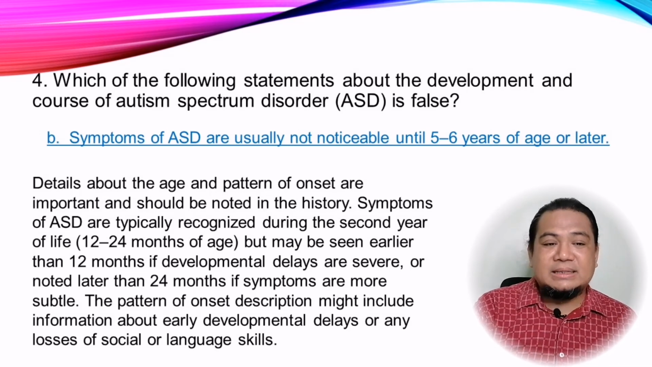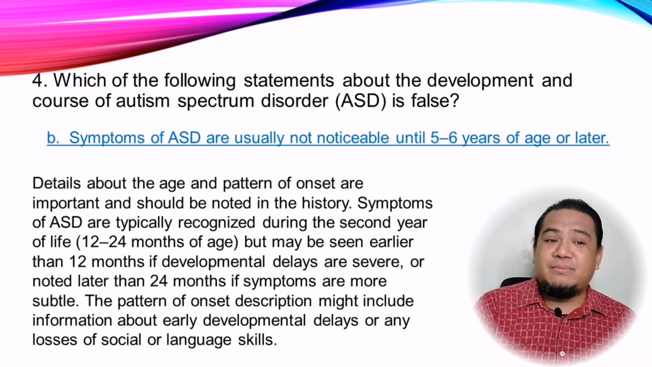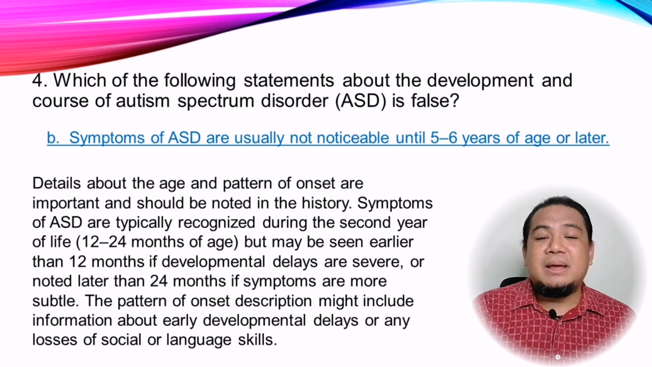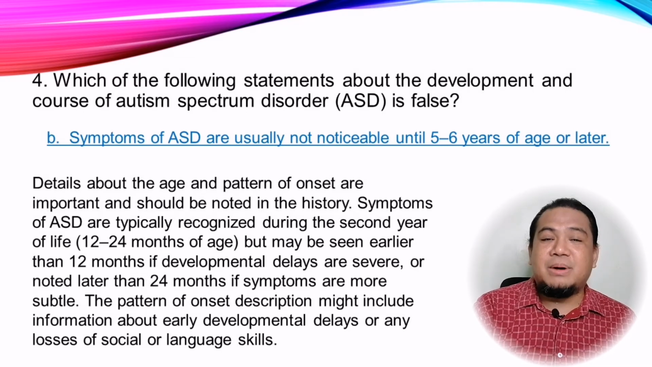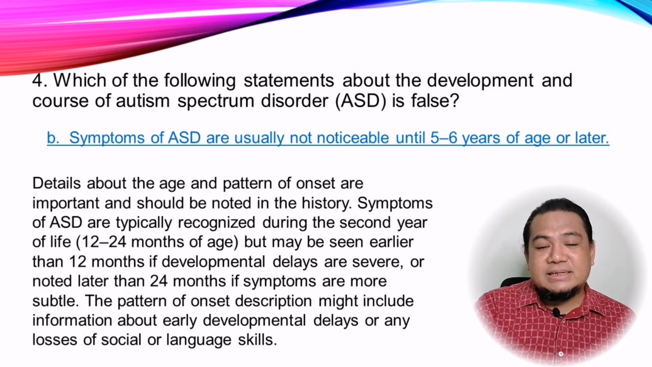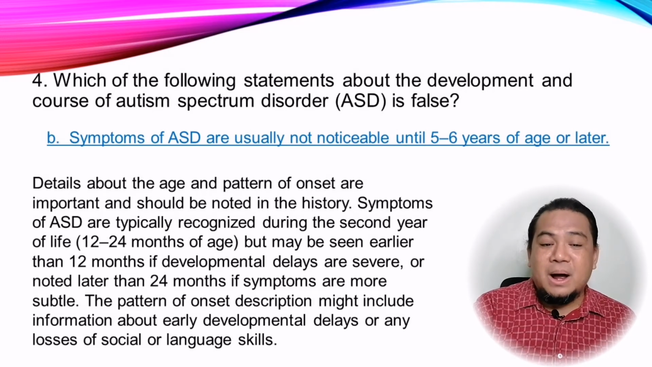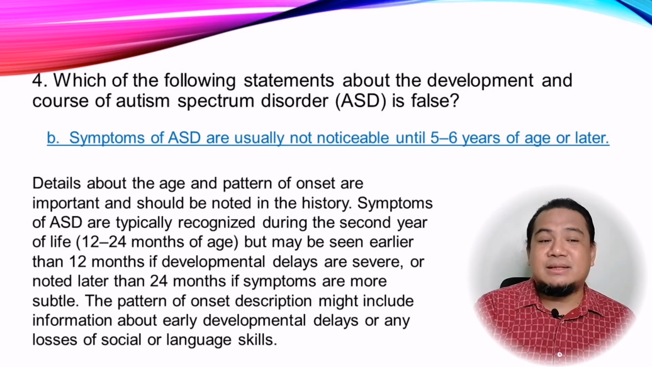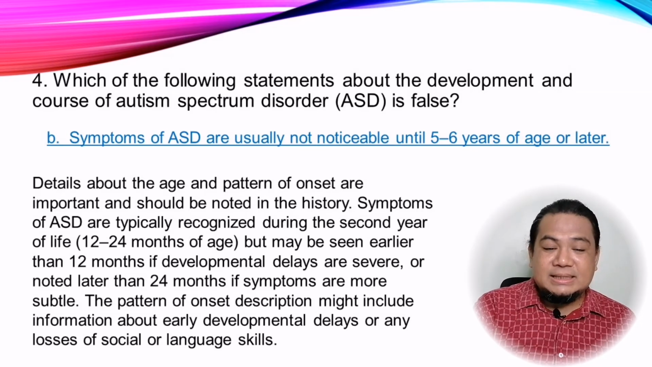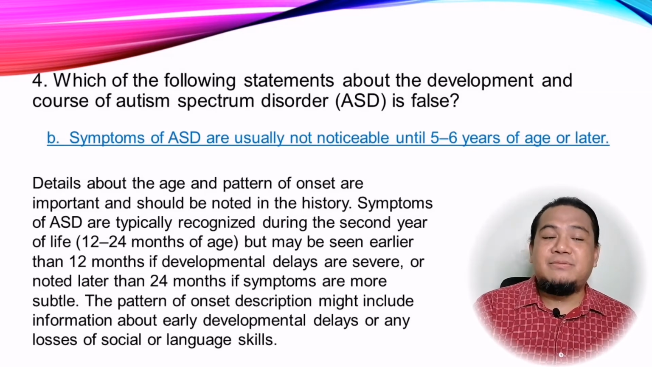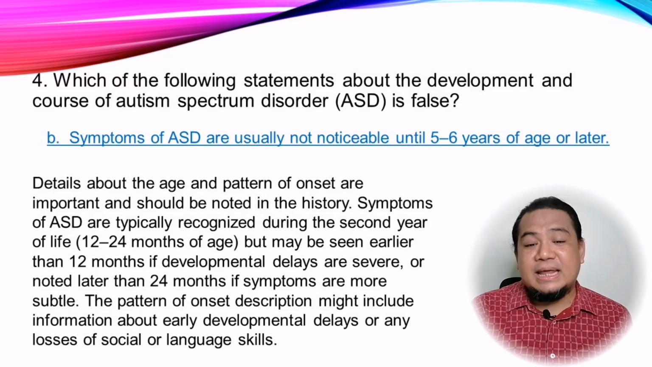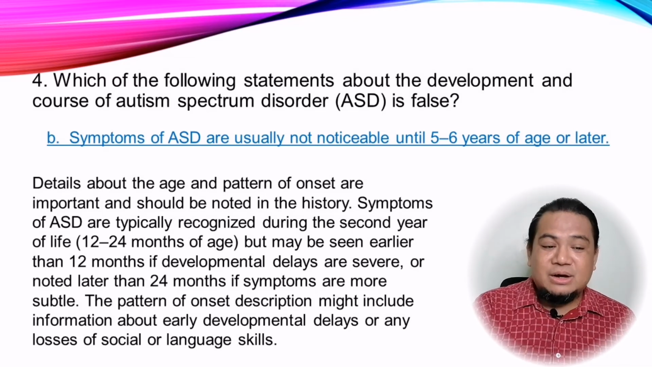Symptoms of ASD are typically recognized during the second year of life, or 12 to 24 months of age, but may be seen earlier than 12 months if developmental delays are severe, or noted later than 24 months if symptoms are more subtle. The pattern of onset description might include information about early developmental delays or any losses of social or language skills.